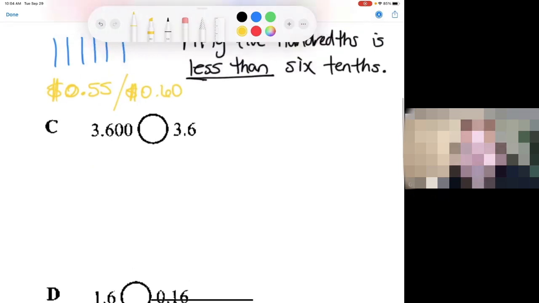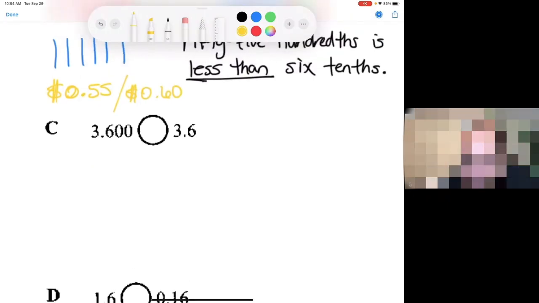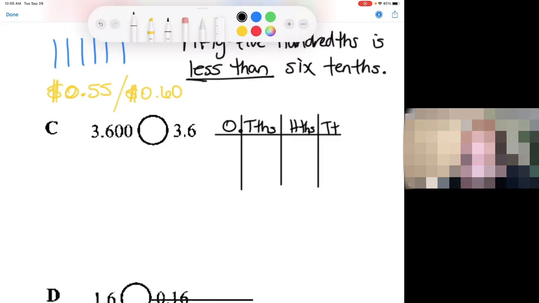Okay. C, same thing first, like always. Let's create that PVC, place value chart. Okay. We have the ones place, decimal point, tenths place, hundredths place, and in this case, the thousandths. Let's bring them in. We have a 3 in the ones place. Don't forget the decimal point. We have a 6 in the tenths place. We have a 0 in the hundredths place, and a 0 in the thousandths place.